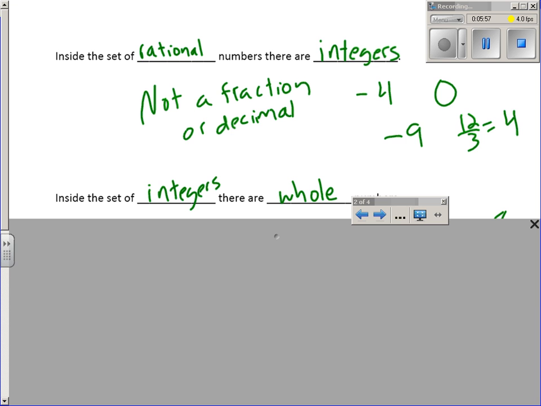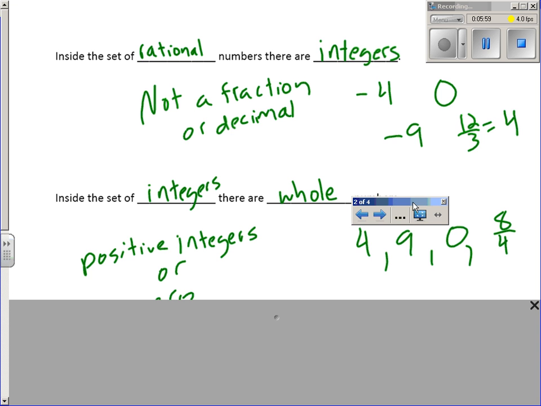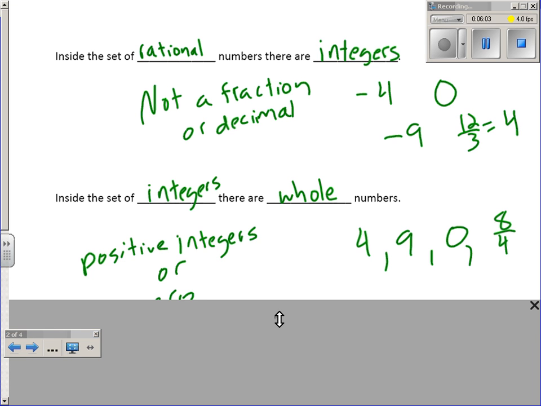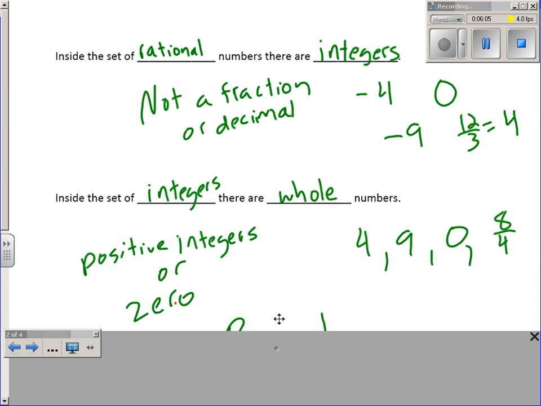Now a whole number is not going to be negative. Pretty much it's an integer that's positive. And 0 also counts. Now if you notice over here I have 8 divided by 4. When we do that math, that gets us 2. And then you think about, is it a whole number or not? Then you classify what it is. So this would be a whole number.